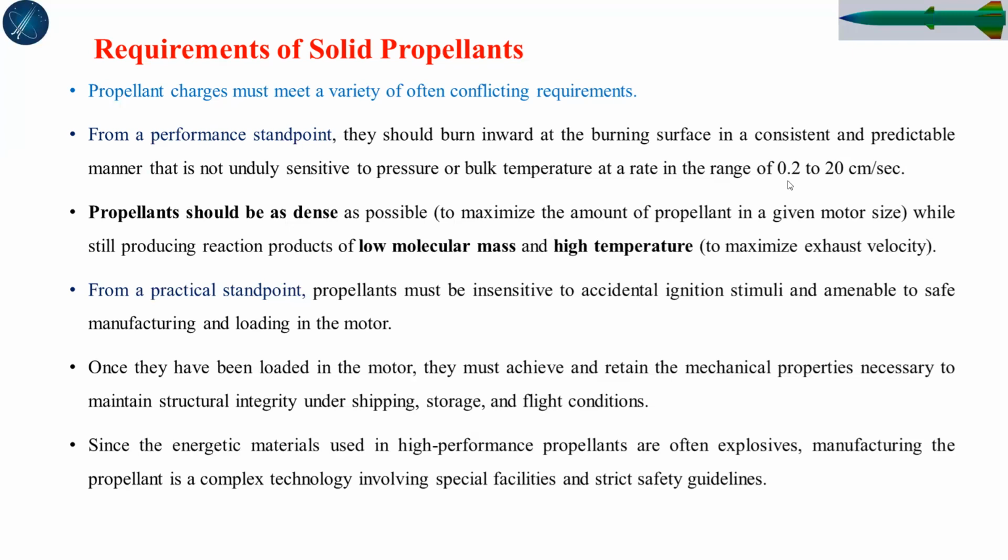Propellant should be dense. It should be dense because we need to consume much propellant, means for a long period of time. So it should be as dense as possible to maximize the amount of propellant in a given motor size, while still producing reaction products of low molecular mass. So one of the requirements is density, but the reaction products should have low molecular mass and high temperature. So that helps us to maximize the exhaust velocity.